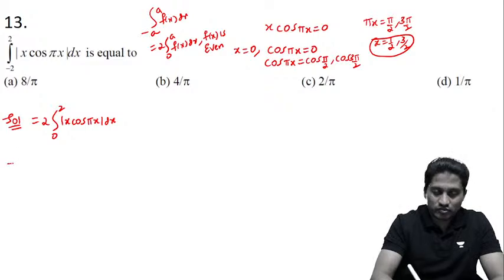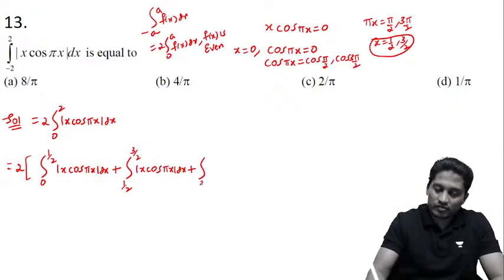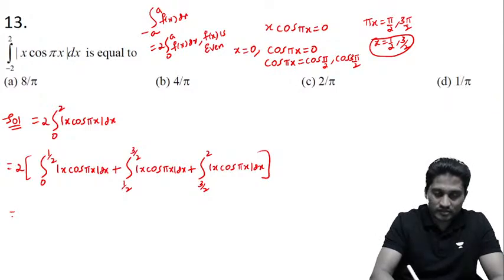Now this can be written as 2 times the integral from 0 to 2 split as 0 to half of modulus of x into cos pi x dx, plus the integration of half to 3 by 2 of modulus of x into cos pi x dx, and then plus the integration of 3 by 2 to 2 of modulus of x into cos pi x dx.